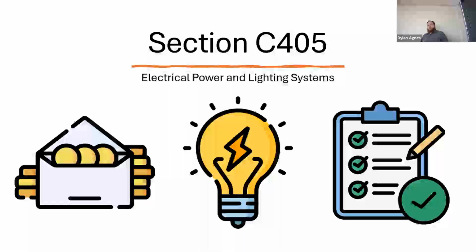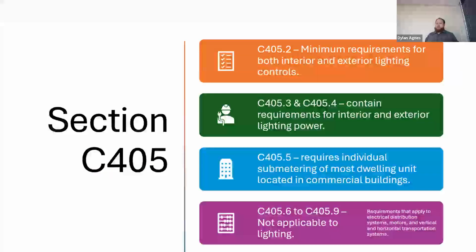Talk about code, electrical power and lighting system. So section C405 of IECC 2018. This is part one. We're going to go over lighting power allowance and lighting power demand that you're allowed to have over the section. Part two is going to go over control strategies and how to implement those, software, hardware requirements, etc.